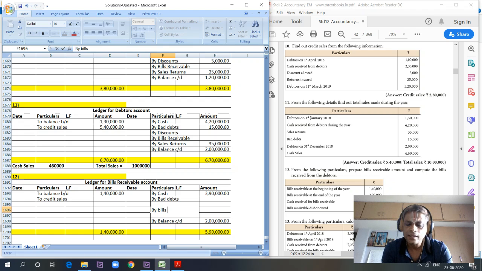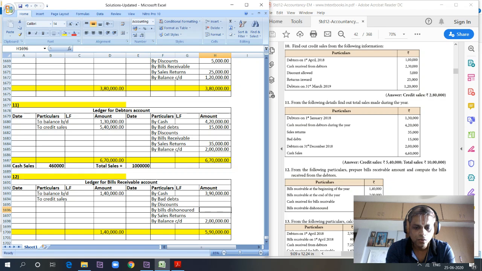Otherwise, the clarification is when a bill is dishonored, the journal entry we process is sundry debtors account debit to bills receivable account. That is transferring of dishonored bills into debtors account. So bills dishonored 30,000. And in this case it's not total credit sales, but new bills created to debtors account. New bills created is equal to 6,20,000 minus 1,40,000. 4,80,000 is the new bills created during the year.